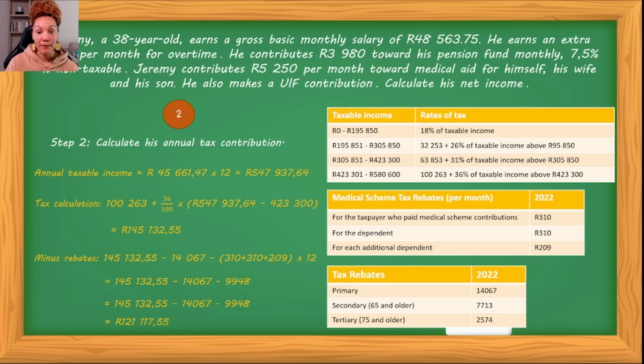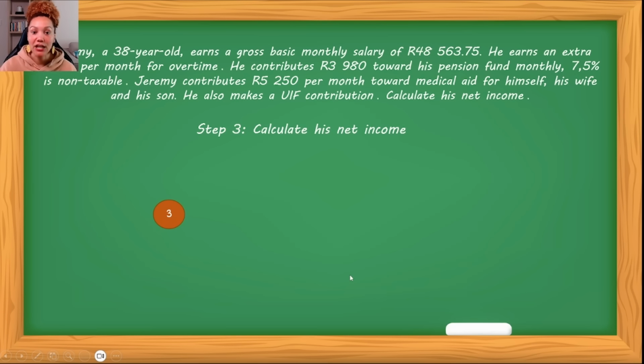Okay, now remember the question wants us to calculate his net income. So what is his income after he goes home? What is his income that he takes home at the end of all of these deductions? We've now calculated step 2, the value of his tax that's going to be deducted from his salary. Now we can move to step 3, where we calculate his net income.